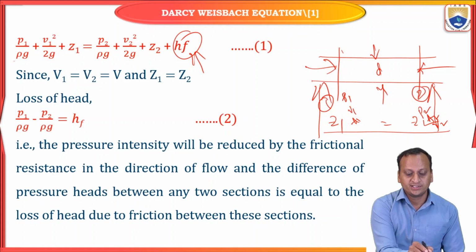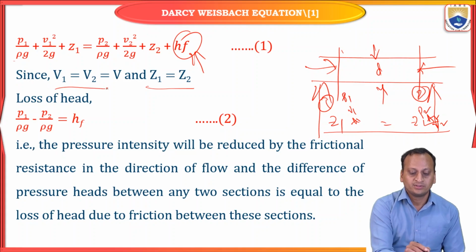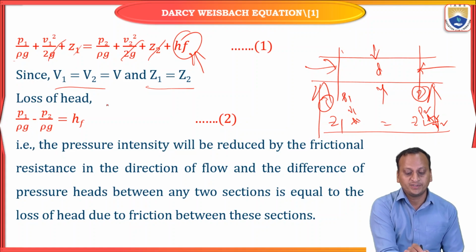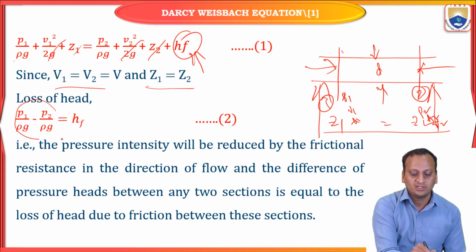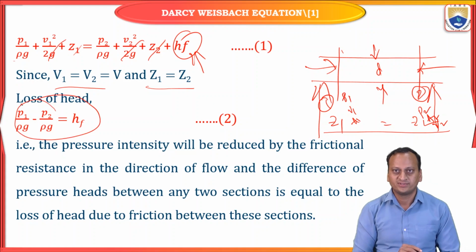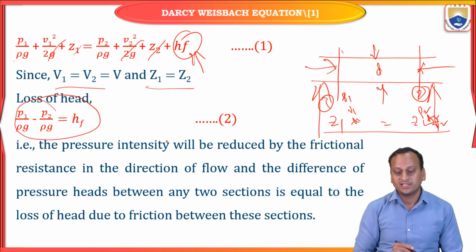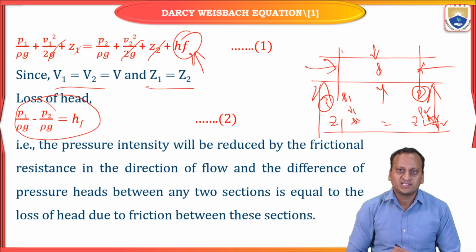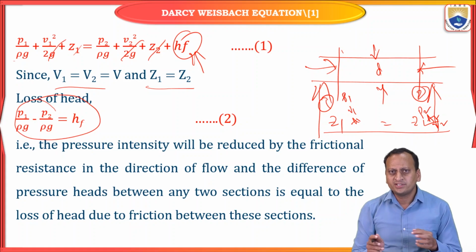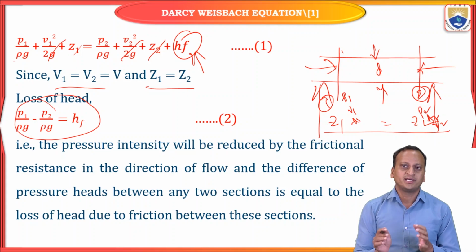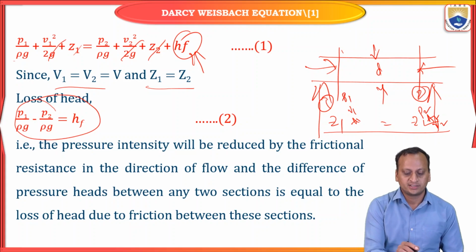So as V1 is equal to V2 and similarly Z1 is equal to Z2, these two parameters can be eliminated. Therefore, we have P1 by rho g minus P2 by rho g is equal to the loss of head due to friction, hf. So this is equation 2. The hf, loss of head due to friction, is equal to the difference of pressure heads between section 1 and section 2. So simply we can state the loss of head due to friction like that.